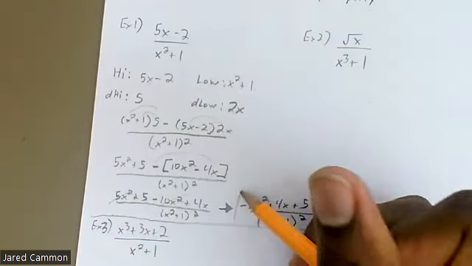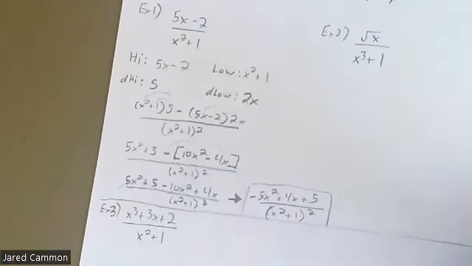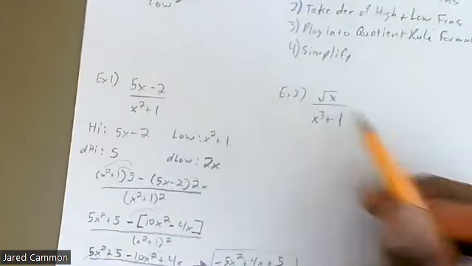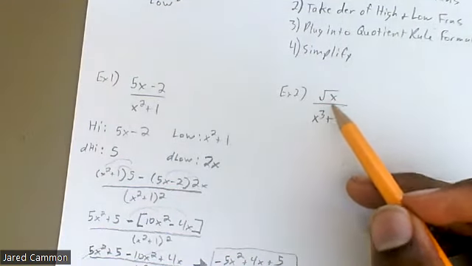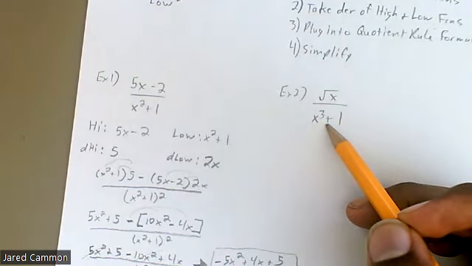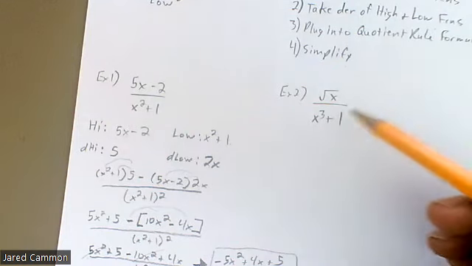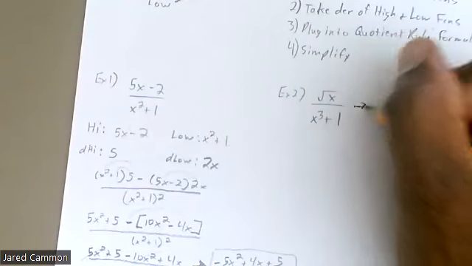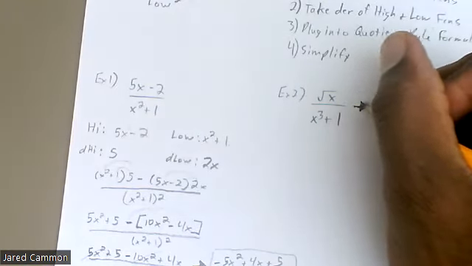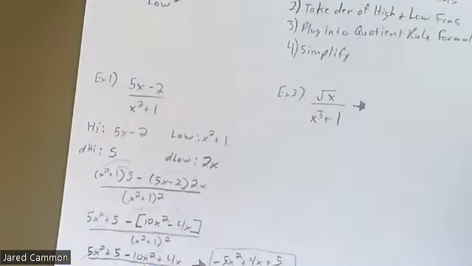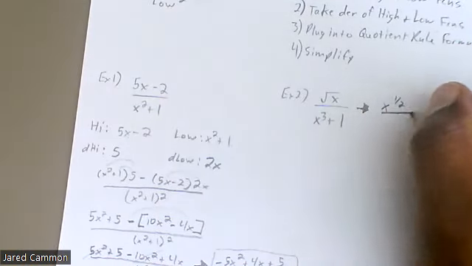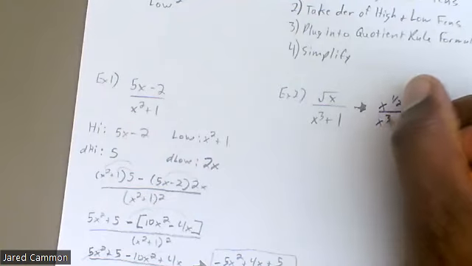So that would be that answer. Okay, let's look at the quotient rule here. Here we have square root of x over x cubed plus 1. So again, let's go ahead and rewrite this square root. That way it'll be easier for us to take the power rule. So we're going to get x to the 1/2 over x cubed plus 1.